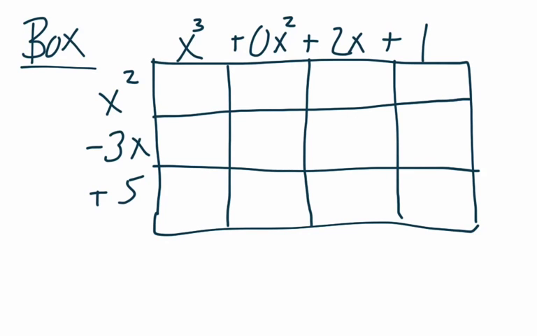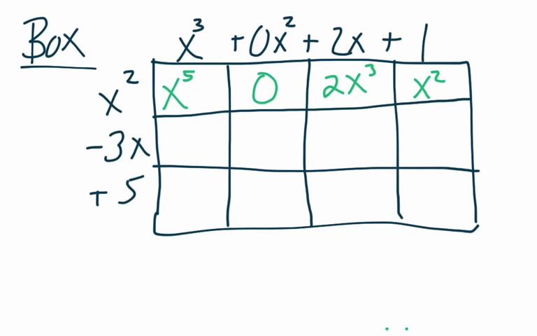To fill in this first box, we do x to the third times x squared, which gives us x to the fifth. Remember, when you multiply like bases, you add exponents. Then we do 0x squared times x squared, which is 0. 2x times x squared gives us 2x to the third. And 1 times x squared is x squared.